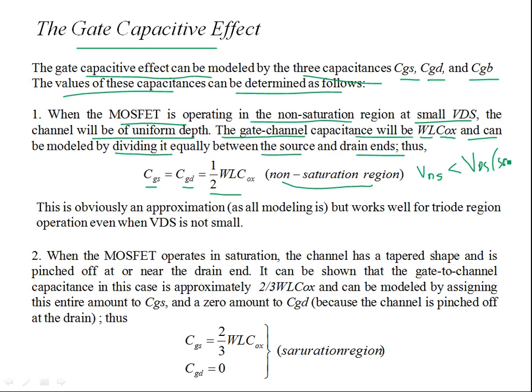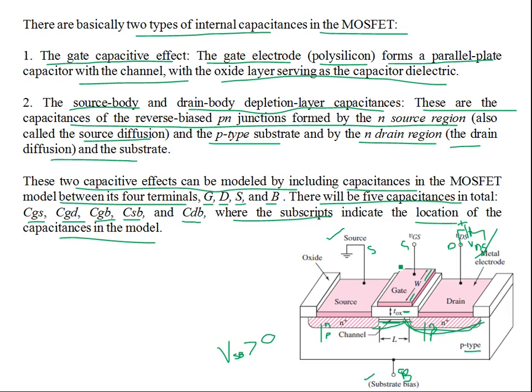This is obviously an approximation, as all modeling is, but it works well for triode region operation, even when VDS is not as small. It has to be less than VDS sat. Then when the MOSFET operates in saturation, the channel has a tapered shape and is pinched off near the drain end. So the situation is like this.